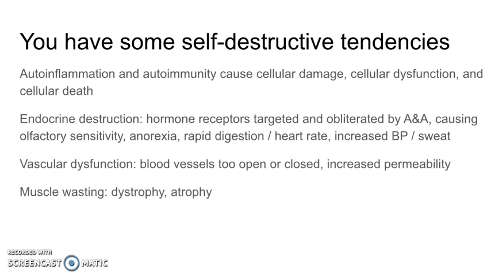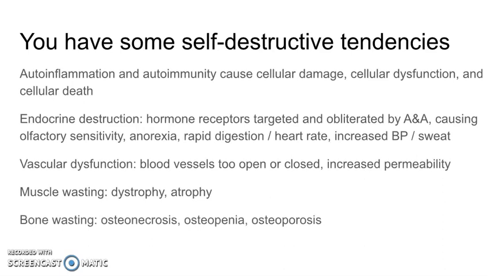This can happen in two ways: dystrophy and atrophy. These are often interchangeable terms, but they actually mean slightly different things. Dystrophy is actual muscle degeneration, where atrophy is nerve degeneration, which then affects the muscles later. You might also experience bone wasting. This is osteonecrosis, osteopenia, or osteoporosis. This is where your bone cells are being reabsorbed by the body faster than new bone cells are being created, and so you end up with thin, brittle bones.